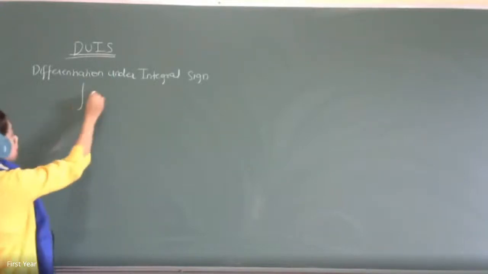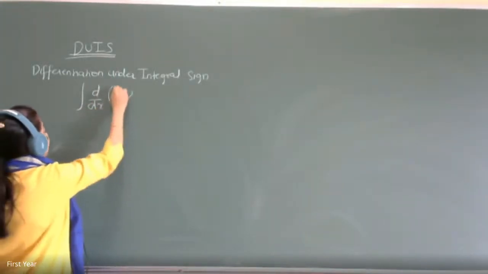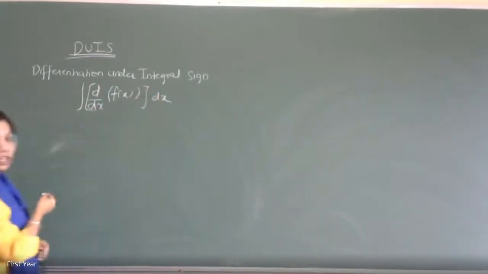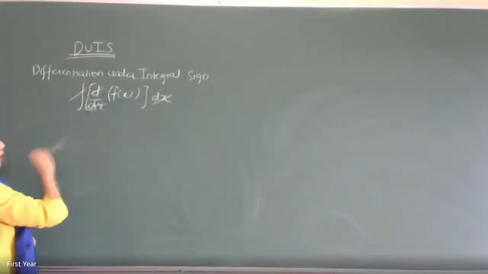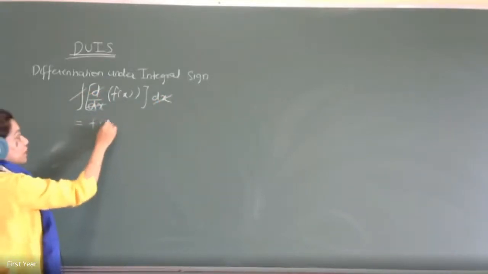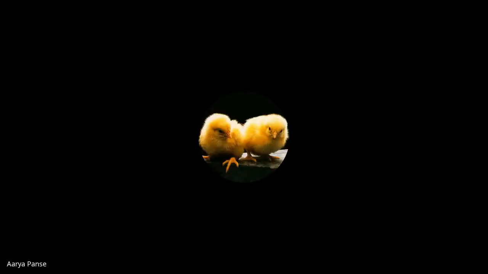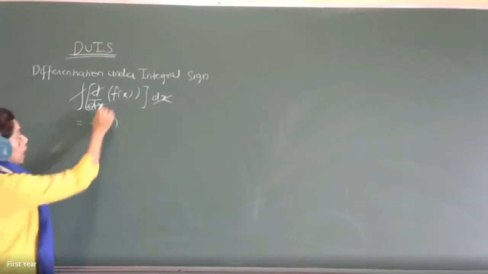Suppose it was d by dx of f of x, and then integration again with respect to x. Then this dx would have got cancelled, the integration would have got cancelled, and your answer would have been just f of x. Getting it? This is the basic thing about differentiation and integration sign. That's why this variable and this variable should be different. Are you getting it?